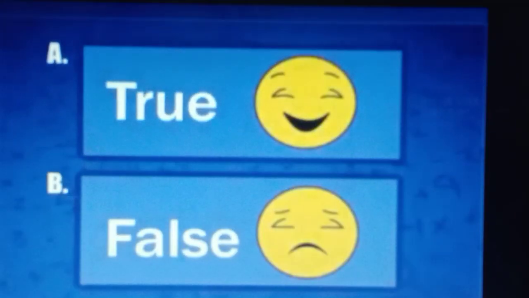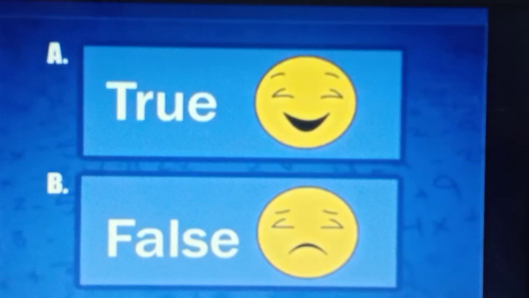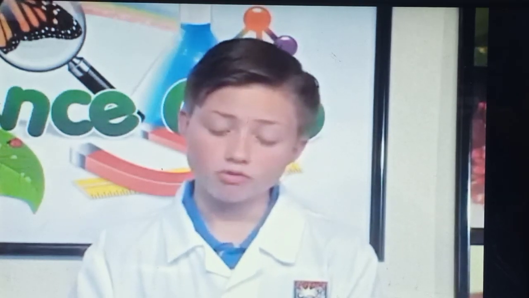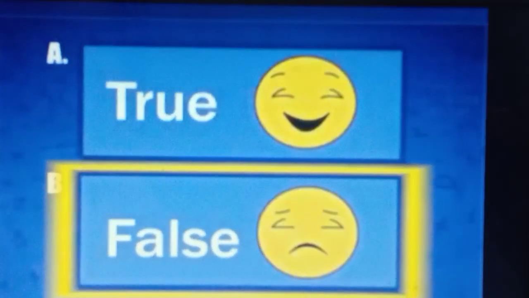Let's do a problem like the one you're going to do. All magnets come from Turkey. True or false? You remember that magnets first came from Turkey, but most magnets are made in other places around the world. So you click false. Have fun!